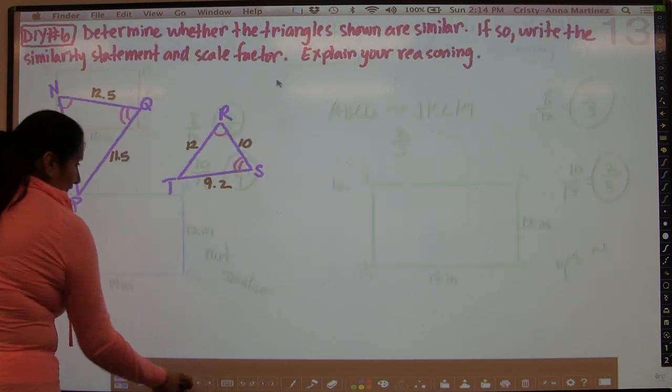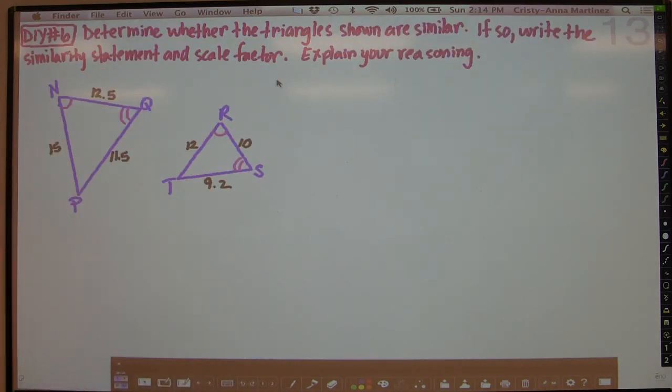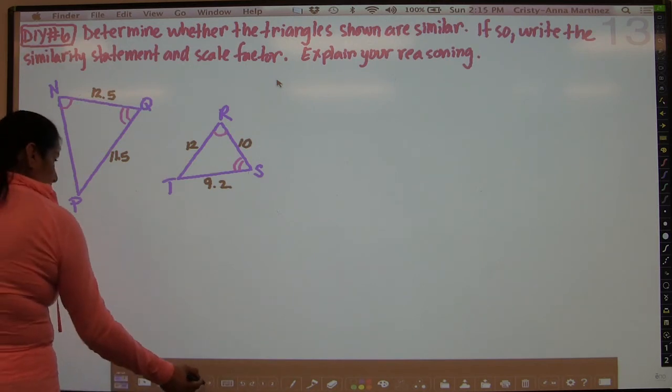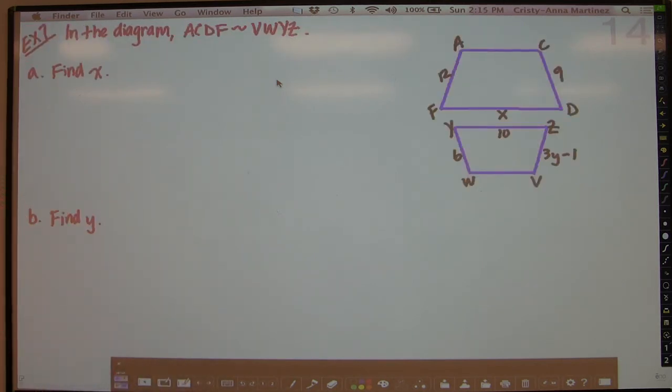All right, so now we're going to have you try this little guy, and then we're going to go on to using some more proportions, finding some missing variables, if you will. Alrighty then, and we are almost done here.